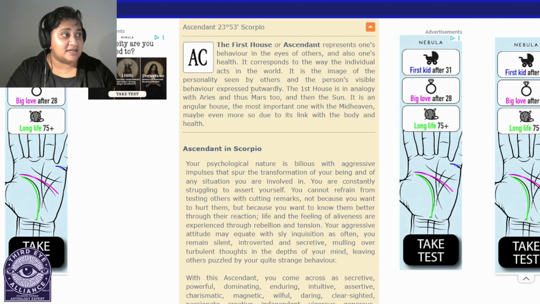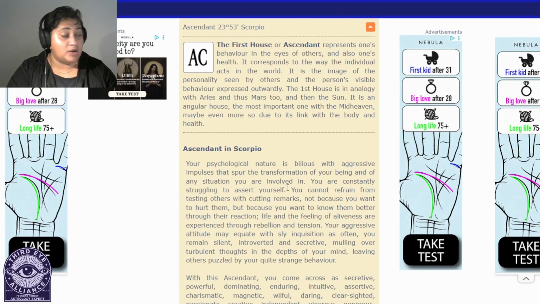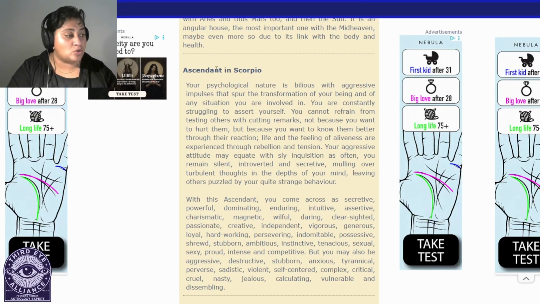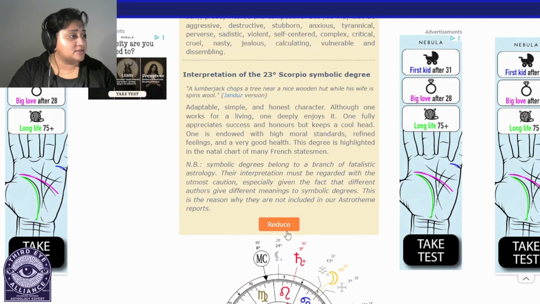Let's look at the ascendant. Ascendant in Scorpio. They tell you ascendant at 23 degrees. They tell you about what the ascendant is. They tell you about the ascendant being in Scorpio. Again, an interpretation of the, oh my gosh, I forget what they call it. Every degree in the chart has a symbolism attached to it, right? Lots of information. Okay, we're gonna reduce that.